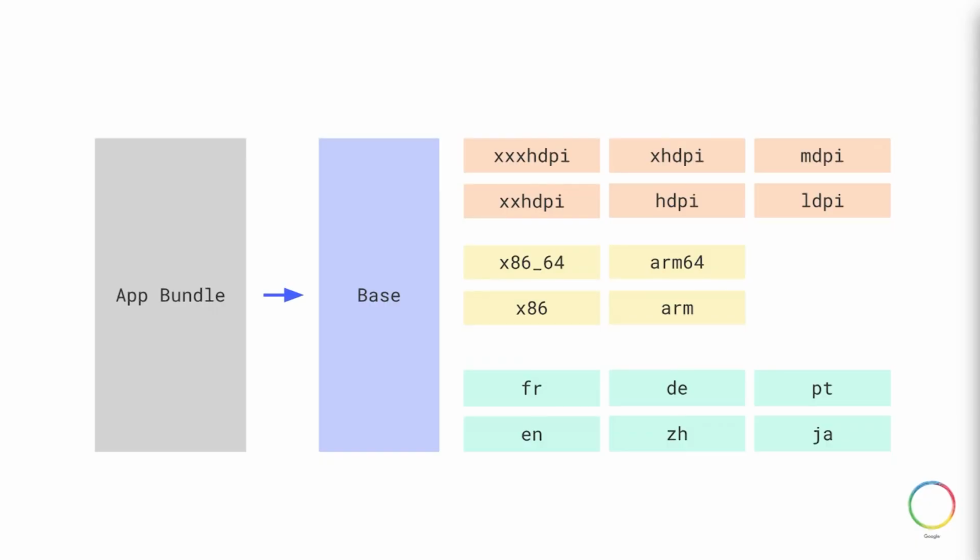We can then also generate different split APKs for each native architecture. And we can generate a separate split for each language supported by your app, putting each language's strings in a different APK. Together, we call these splits configuration splits, or config splits.